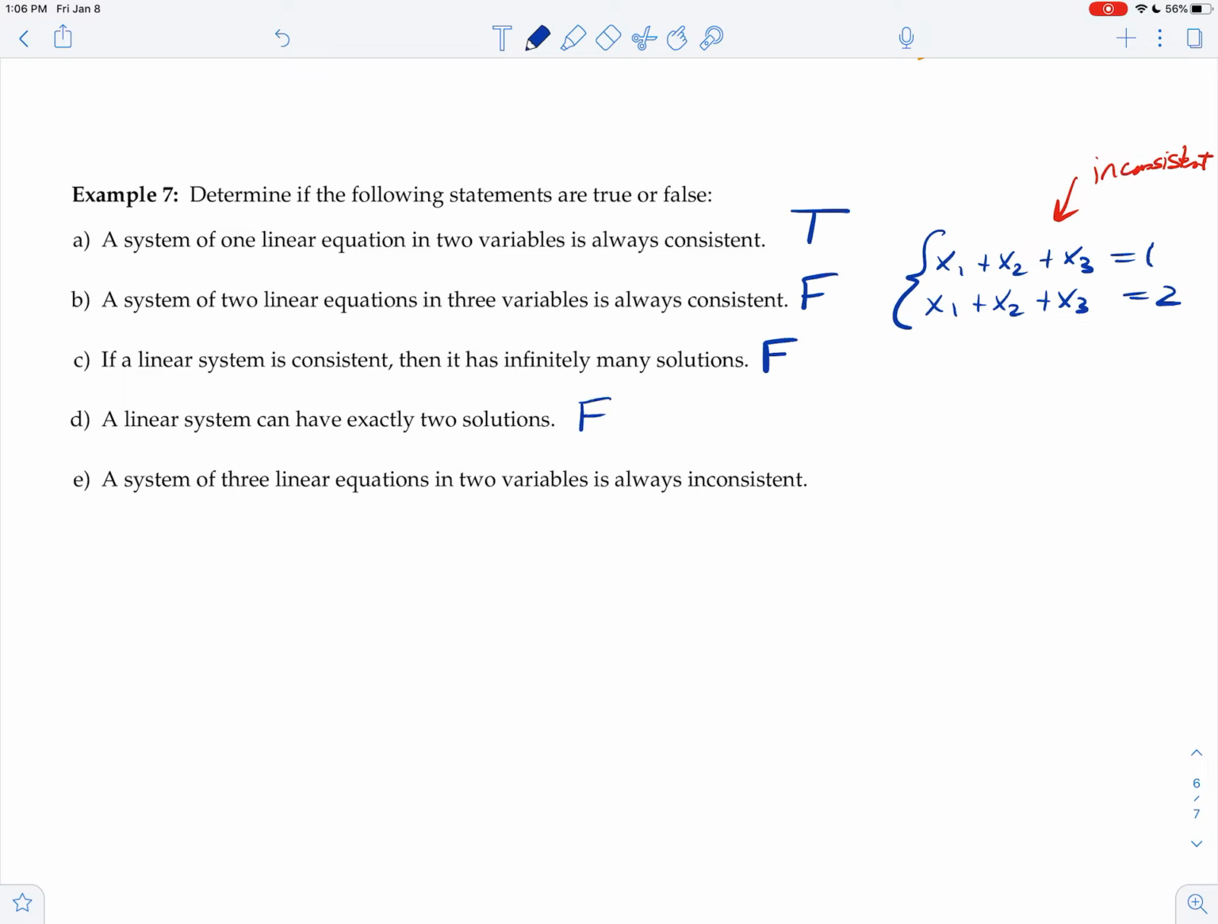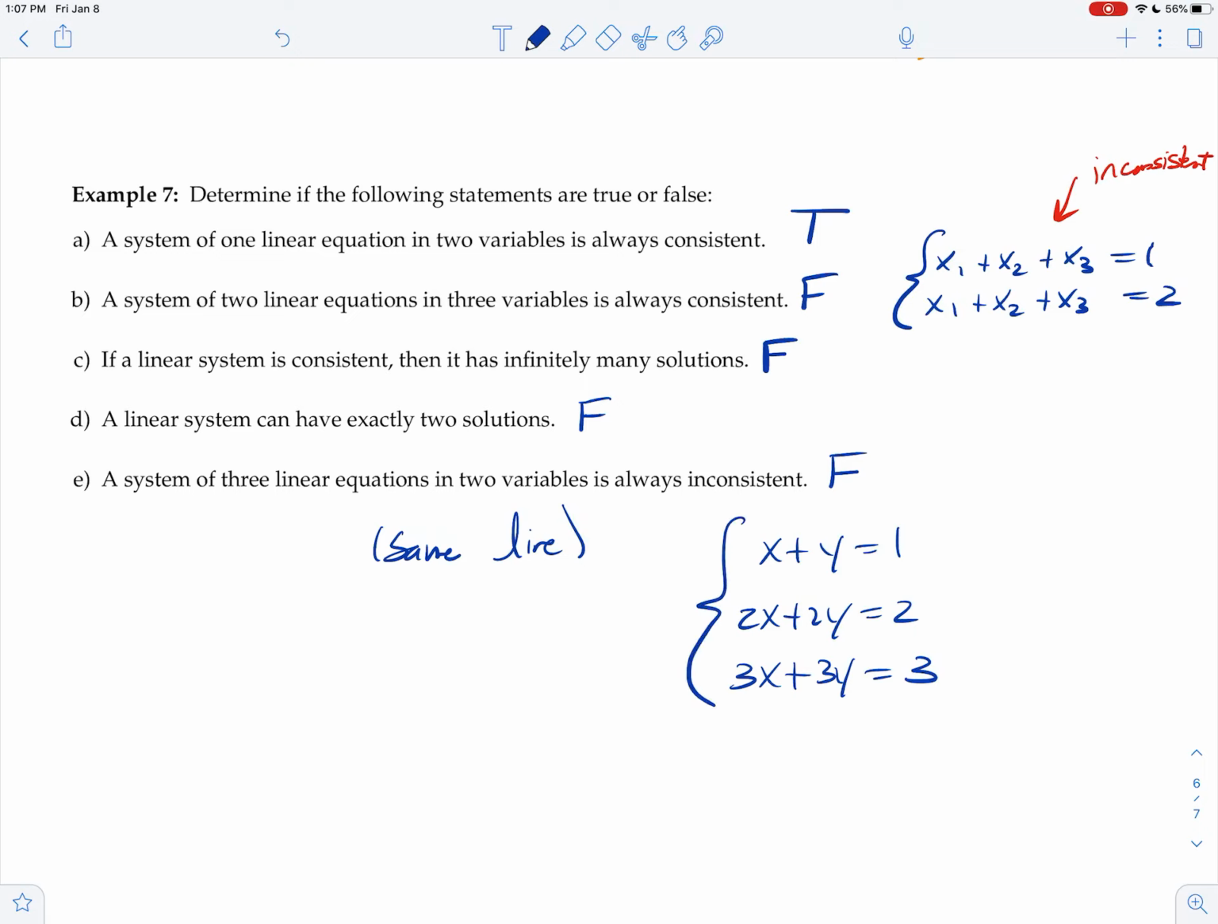A system of three equations in two variables is always inconsistent. Seems like it might be because you have more equations than variables, but that's actually false as well. To see that, you can just have the same line repeated again and again. So I could have x plus y equals 1, 2x plus 2y equals 2, 3x plus 3y equals 3. There's three equations, two variables, and it is consistent.